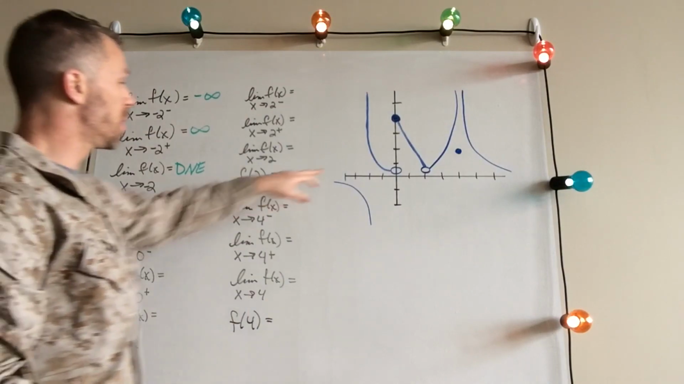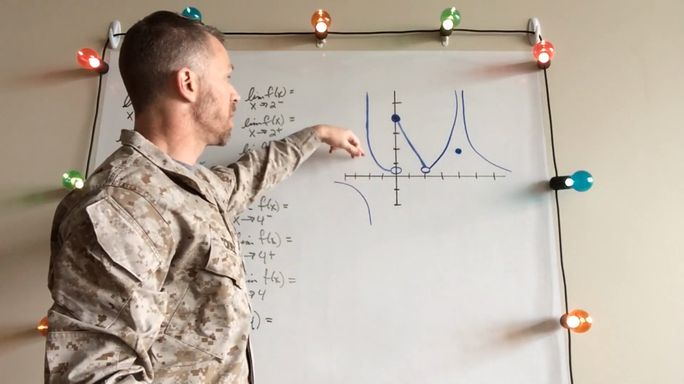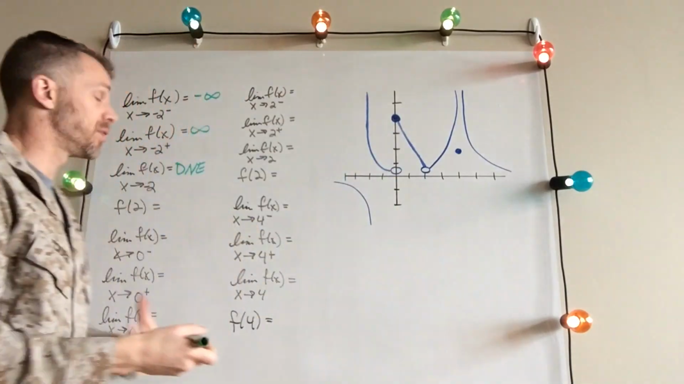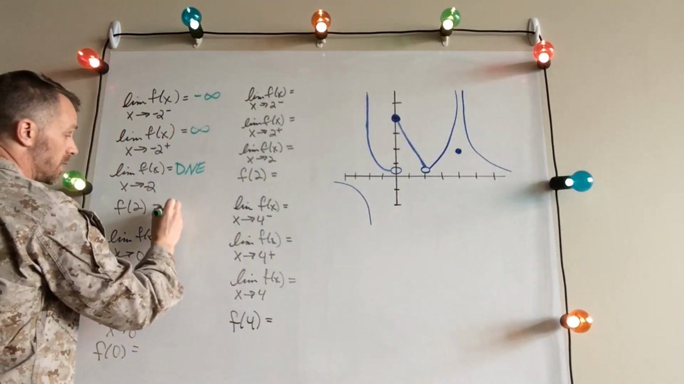What is f of 2? I don't see a dot, and I don't know because this is going all the way up and this is going all the way down. So f of 2, undefined, does not exist.